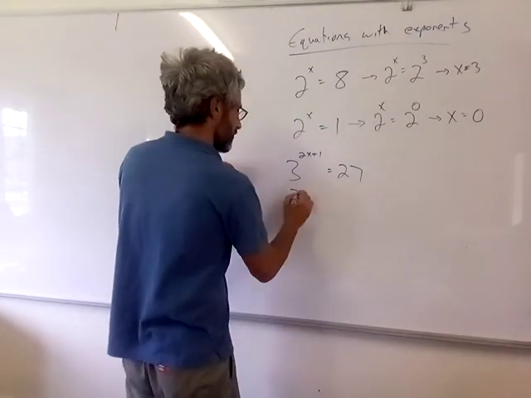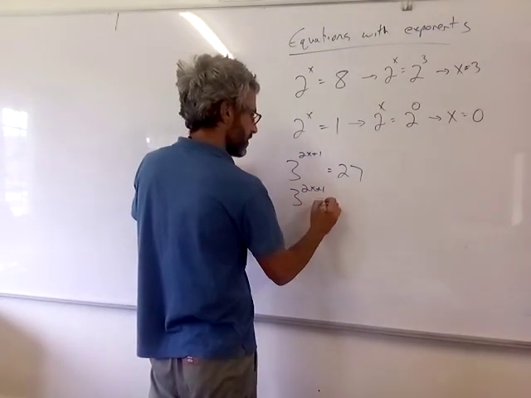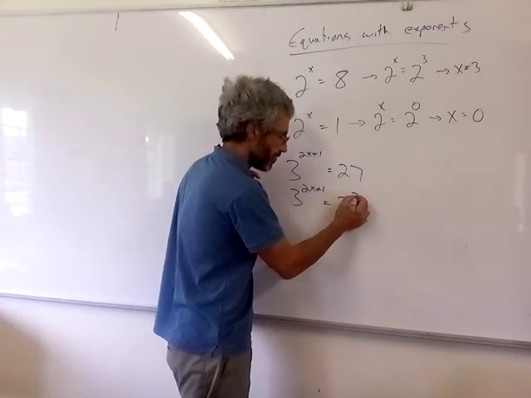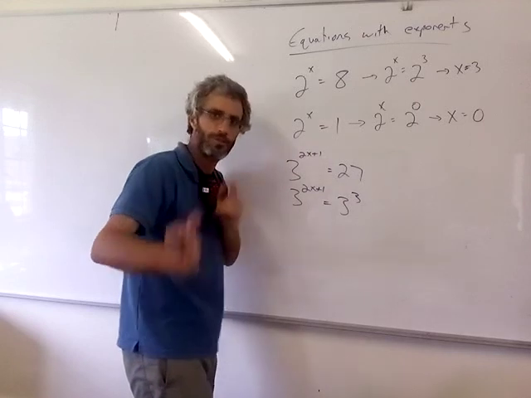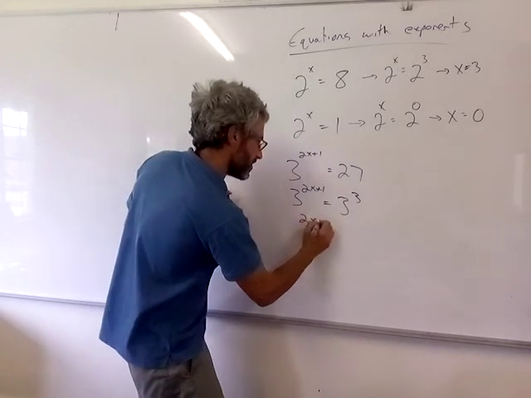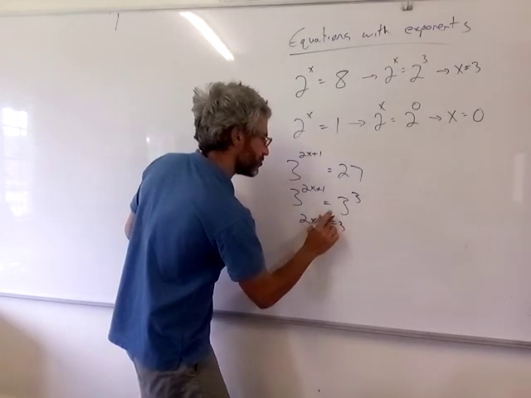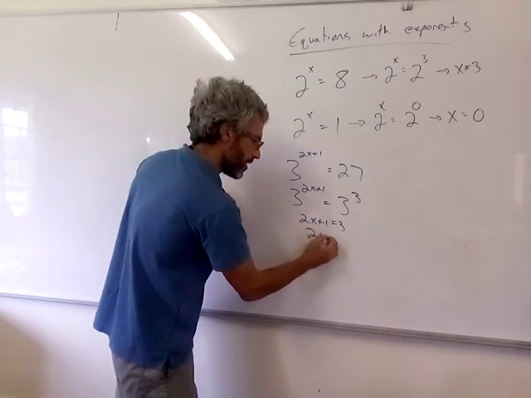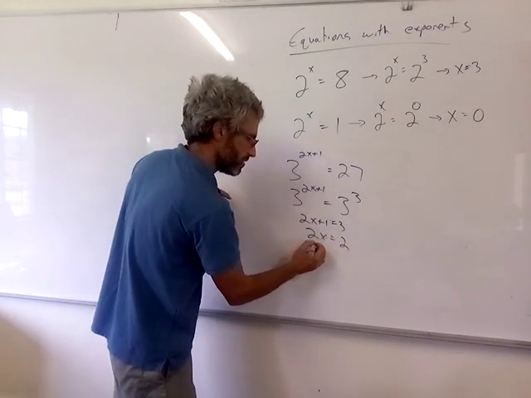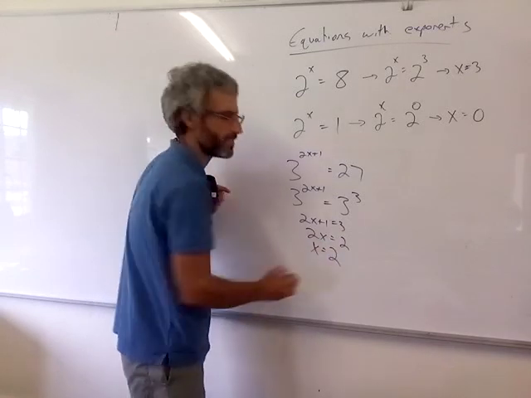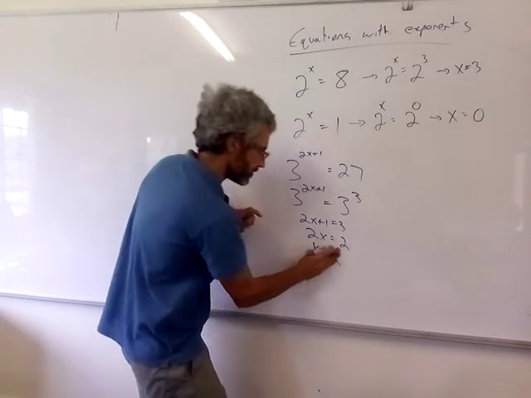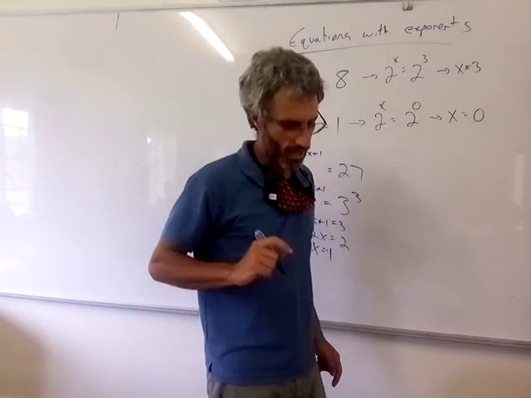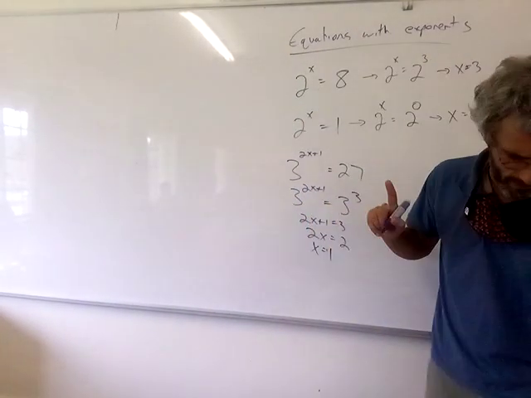Okay, now it becomes a little bit more difficult. We're going to have 3 to the power of 2x plus 1 equals 27. Instead of 27, it's going to be 3 to the power of 3, and then we drop the base. 2x plus 1 equals 3. How's your algebra doing these days? Minus 1, 2x equals 2, divided by 2, x equals 1, sorry. Oops, my algebra is not doing so well. Alright, let's do another one.